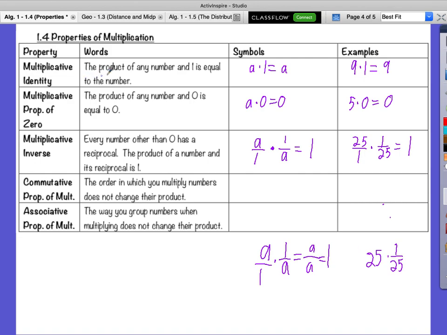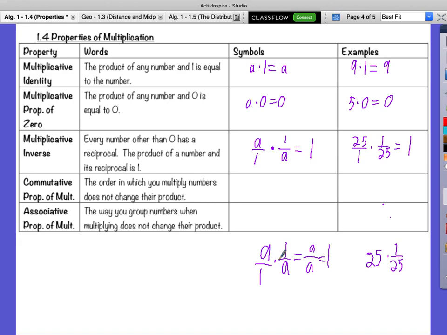So, multiplicative identity. Okay, we talked about that. A times 1, any number times 1 is itself, right? And we have the multiplicative property of 0. Anything times 0 is 0, no matter what it is. Multiplicative inverse. Every number other than 0 has a reciprocal. Remember what the reciprocal is? The flipped version of that fraction, okay? And the product of a number and its reciprocal is always 1. And we talked about the math behind that here, okay?